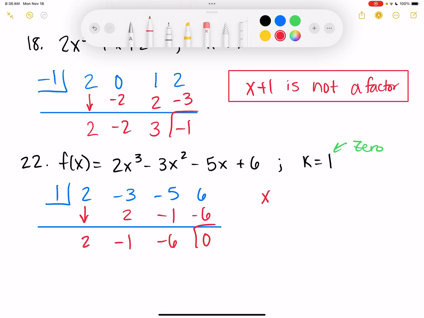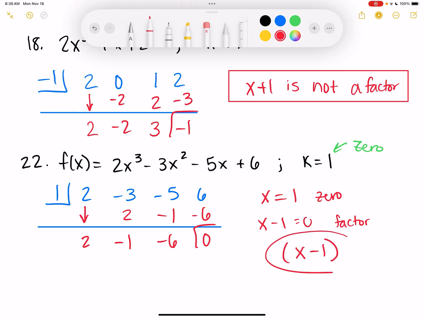So we know that x is equal to 1 is a 0. To make it a factor, I need to move the 1 over. So x minus 1 equals 0. So this is the factor. What I a lot of times will do, because this is leading into the remainder of the section, is circle where the factors are as I work my way down.